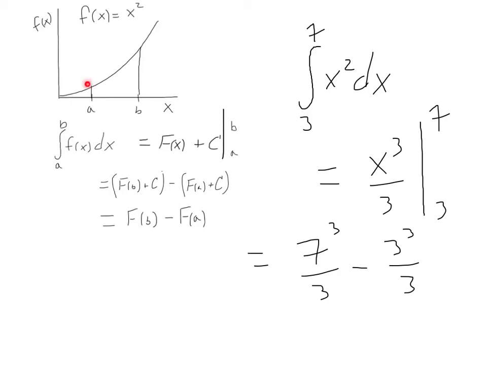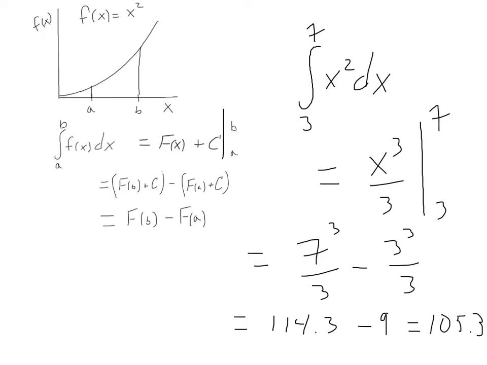And if this were my equation, the actual area between these two, if this were 3 and this were 7, the actual area would be 114.3 minus 9, or 105.3.